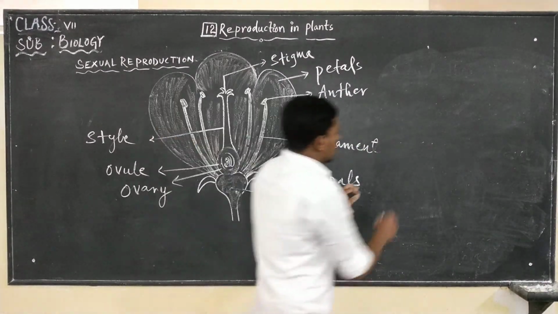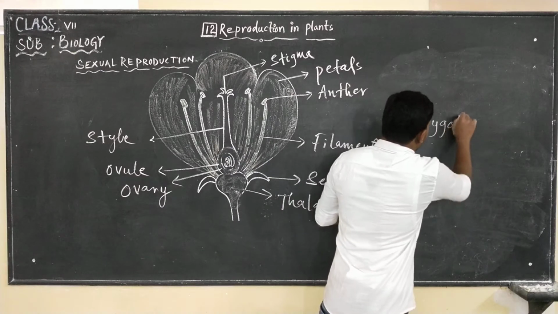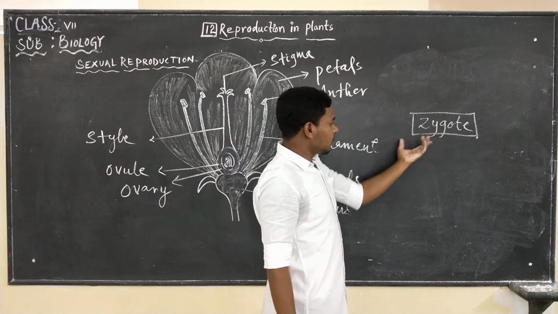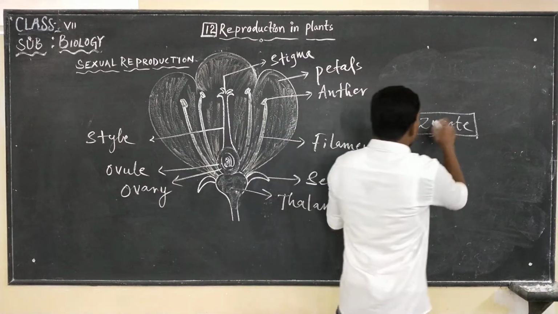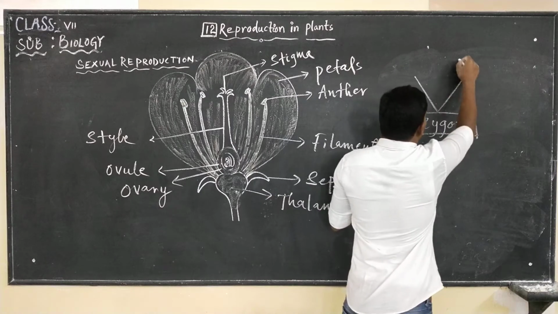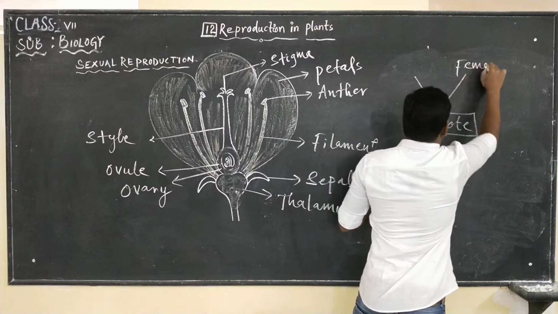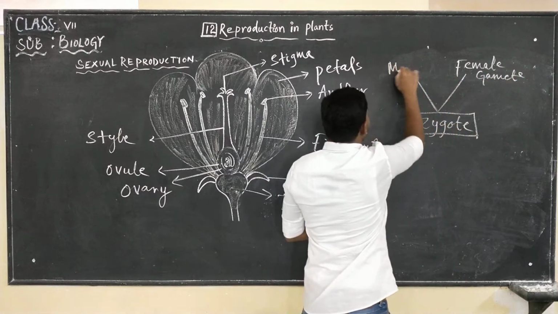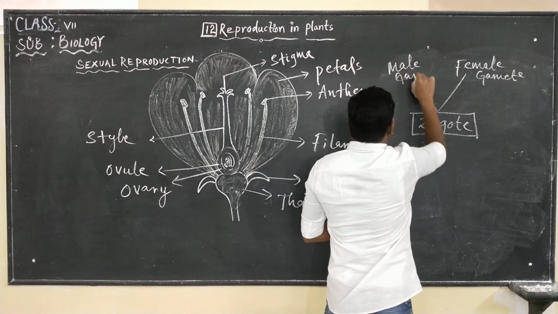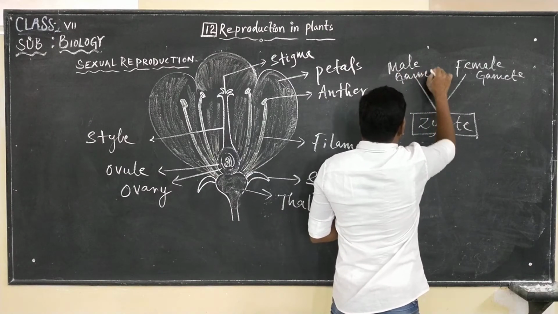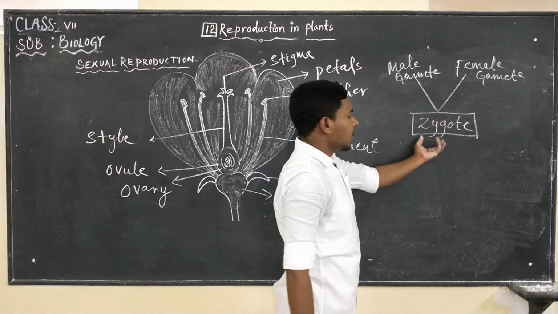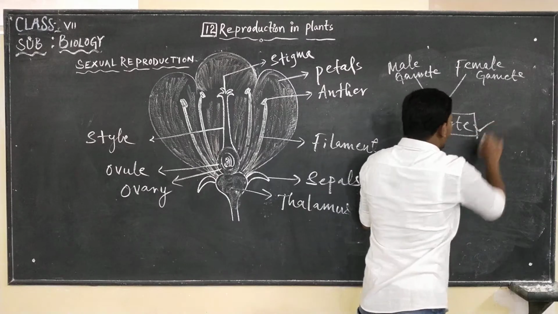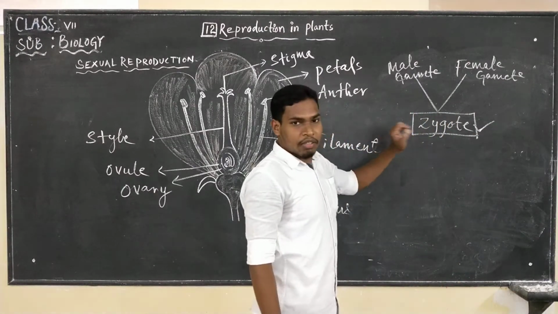I told you that fusion of male gamete and female gamete is going to produce what? Zygote. Female gamete and male gamete, they fuse together to form zygote. But how is this zygote formed?